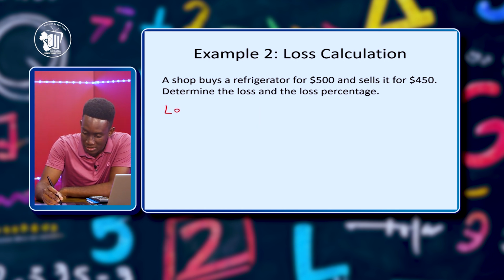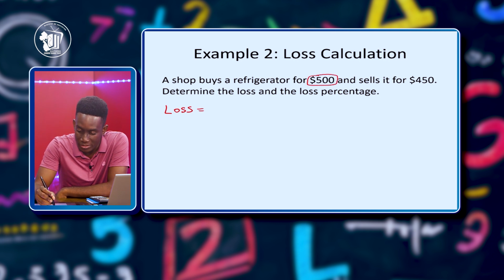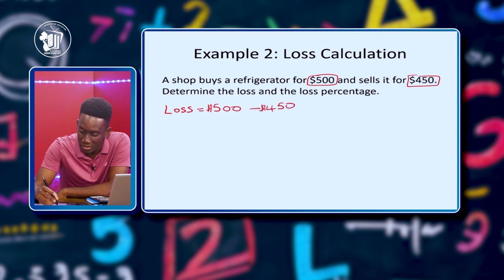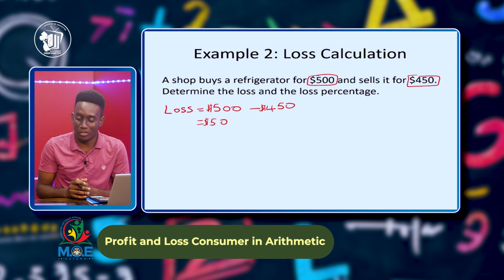We know loss is equal to the cost price, which is $500, the original cost for the item, subtract the selling price, the price that it was sold for, in this case $450. So we see the loss here would be once again $50. So the shop owner incurred a loss of $50.